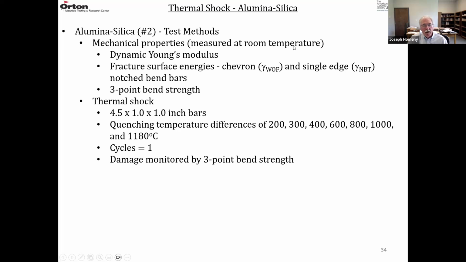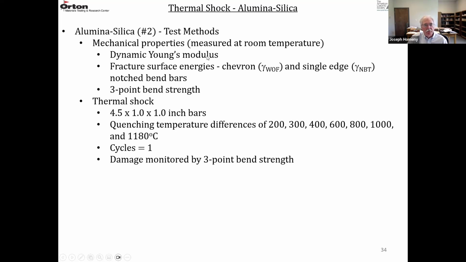So the mechanical properties are measured at room temperature, and there's always a discussion since the properties change with temperature, especially the fracture surface energies, which properties do you use to calculate R4 prime or RST? One's measured at room temperature or at elevated temperatures. So these are all measured at room temperature.